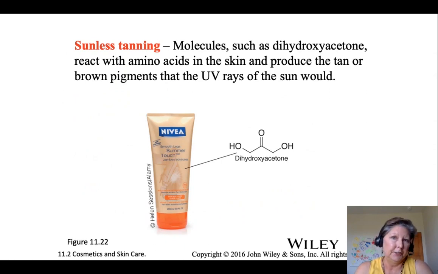Sunless tanning lotion is a very different thing, and that is causing a chemical reaction to go on your skin and bronze it, make a bronzier color. There are molecules such as the one shown here, dihydroxyacetone, and it would react with amino acids in the skin and produce a tan.